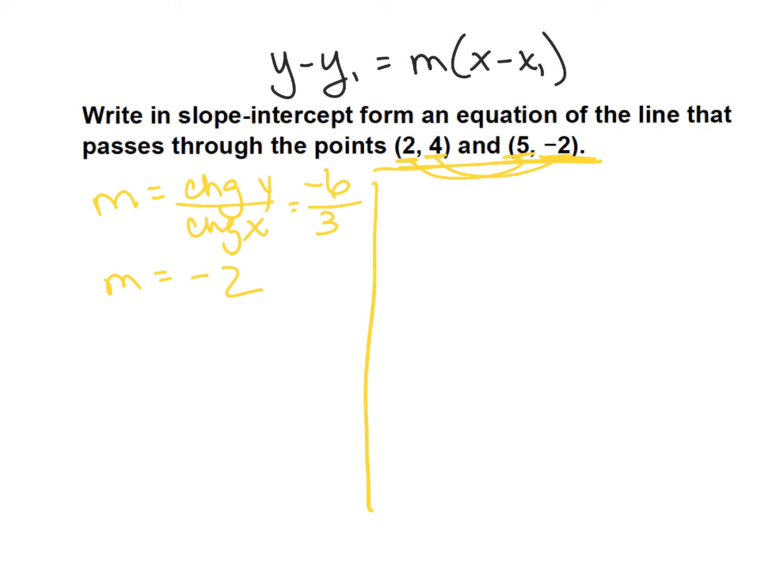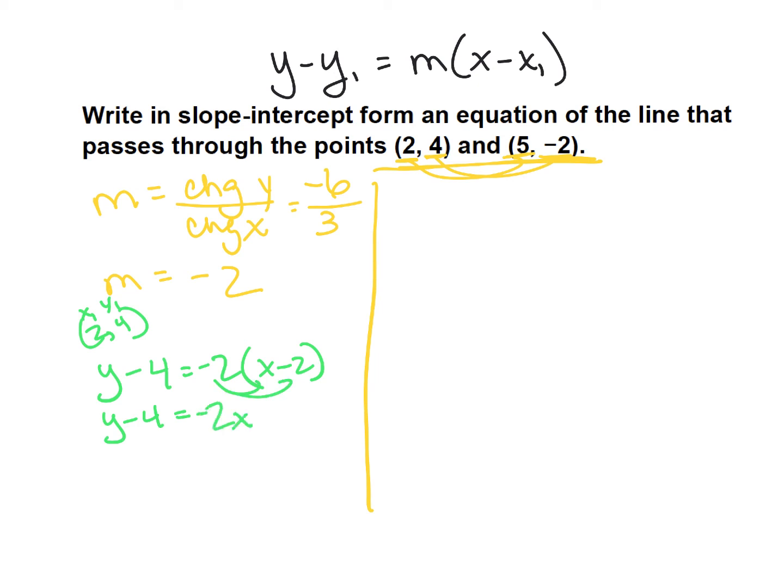Then I can go ahead and pick a point. It doesn't matter which point. So I'm going to pick (2, 4). So that's my x1 and y1. So then I can do y minus 4 equals a negative 2 times x minus 2. Y minus 4 stays the same. Do my distributive property. I get negative 2x, and then a negative times a negative gives me a positive 4. So I'm going to add 4 to both sides, so I get y by itself.